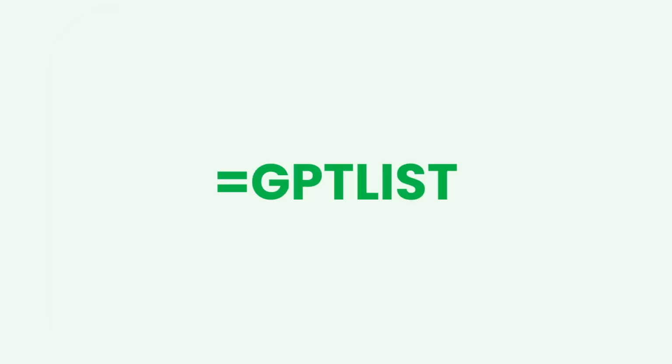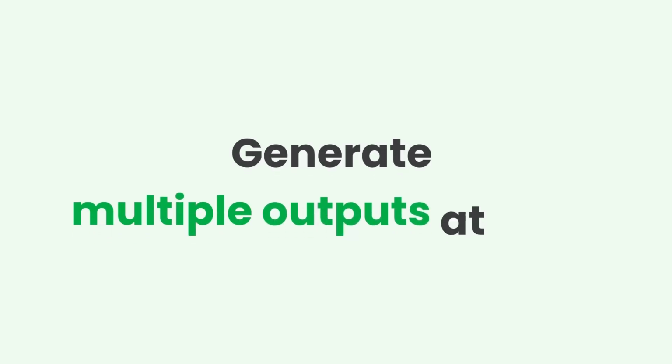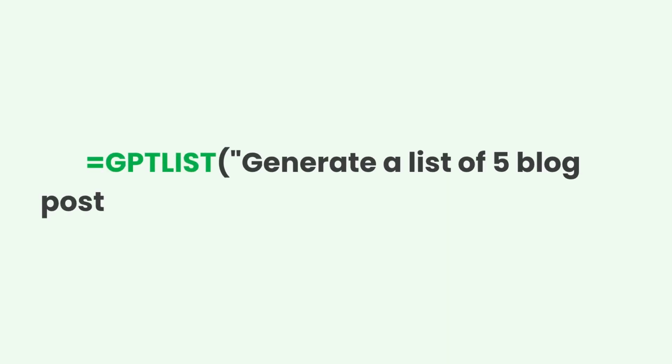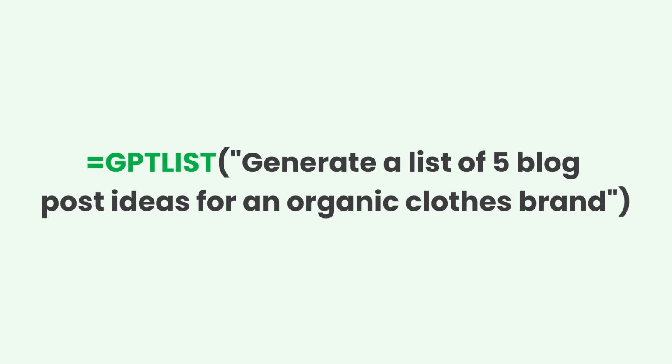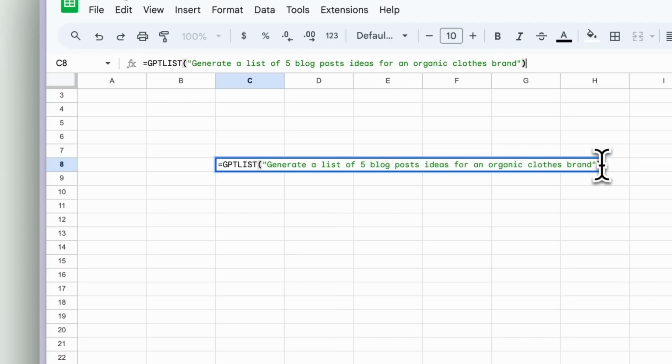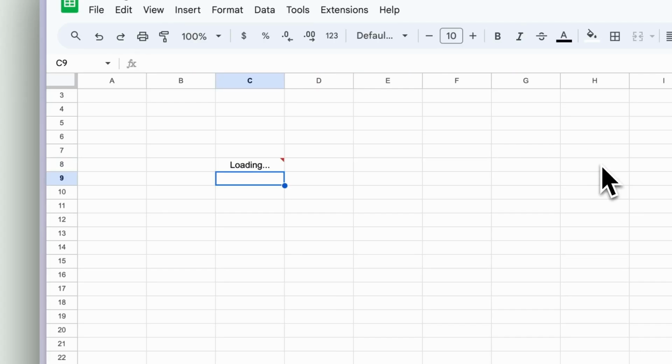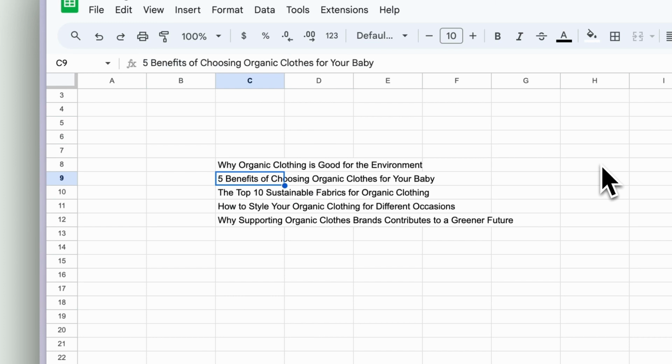The GPTLIST function. The GPTLIST function allows you to generate multiple outputs at once, which can be very useful for creating content in bulk. Here's an example to help you see how it works in action. Let's write something like GPTLIST. Generate a list of 5 blog post ideas for an organic clothes brand. Press enter and SheetGPT will generate a list of 5 titles, each one in a different row.